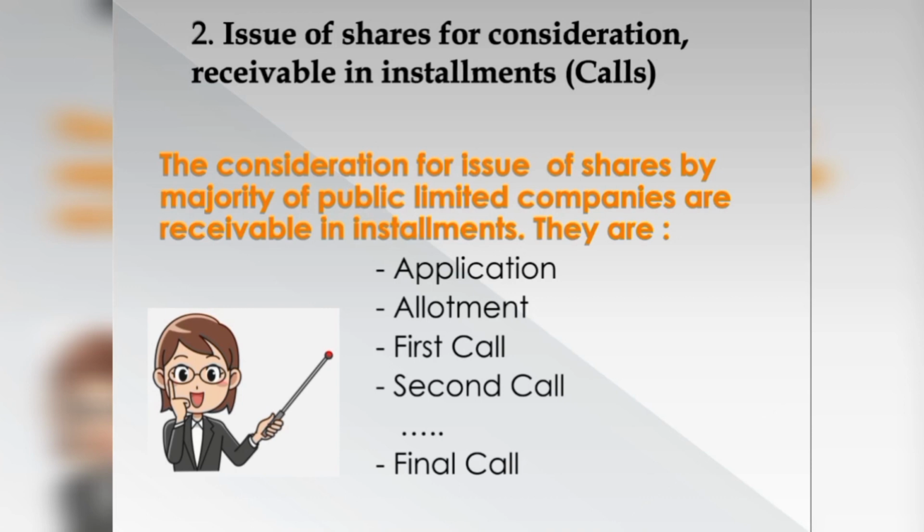The company may also not need the amount of the entire issue in the short run. This method enables a company to make calls to the extent necessary immediately and postpone further calls to a convenient time in future. The following is the usual procedure which is followed: application, allotment, first call, second call, and the calls go on till the final call. The consideration for issue of shares by the majority of public limited companies is receivable in installments like this.